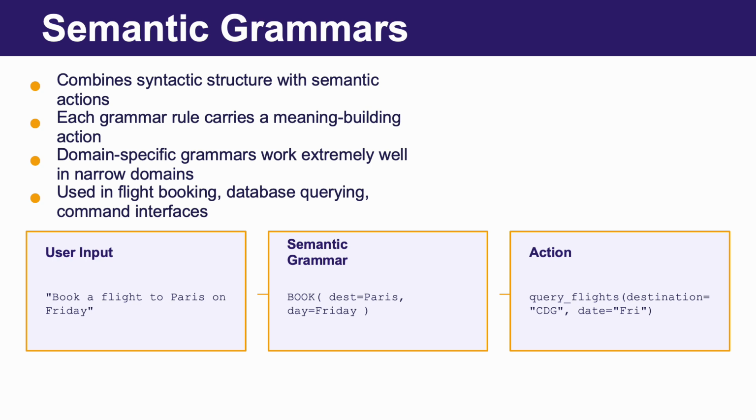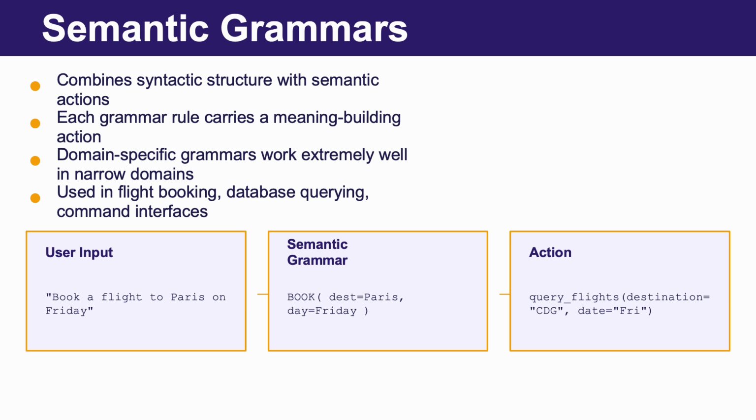With a semantic grammar, the user input is: book a flight to Paris on Friday. Semantic grammar: book, destination equals Paris, day equals Friday. Action: query flights, destination equals CDG, date equals FRI.